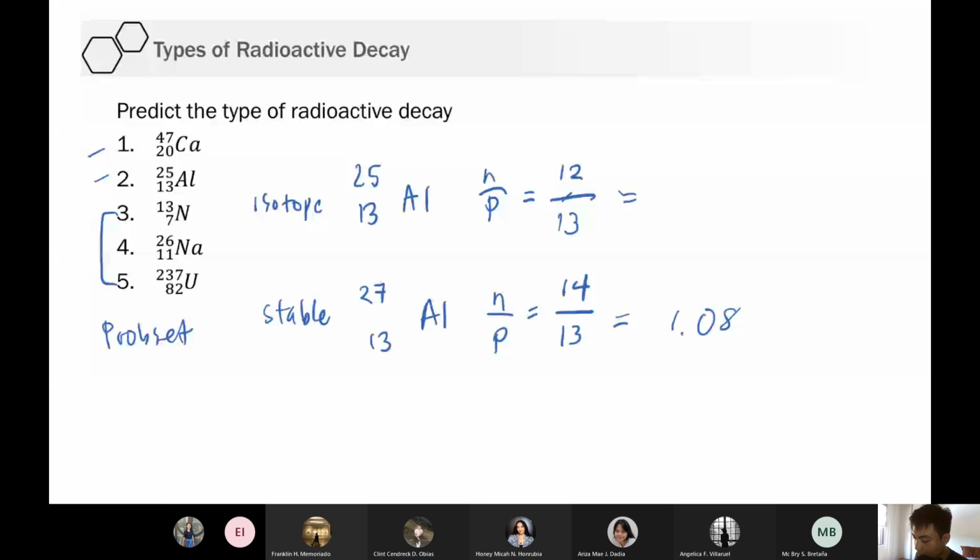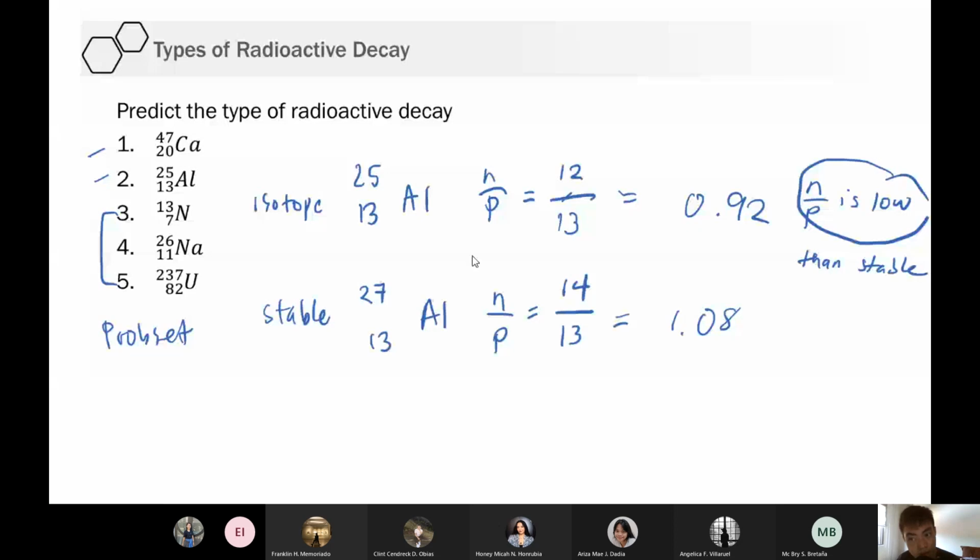12 divided by 13, 0.92. Okay, so as you can see, the neutron to proton ratio is lower than the stable. So anong pwede niya i-undergo? Pwede siya mag-undergo ng positron emission. Okay. So it will undergo positron emission. Okay? So ganun lang. Ganyan na naman gagawin niya dito eh.